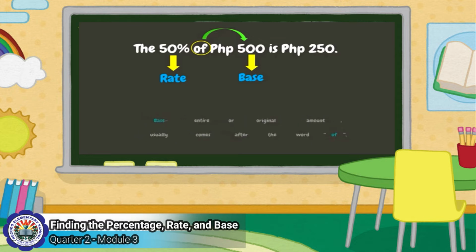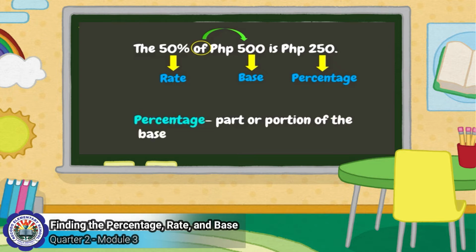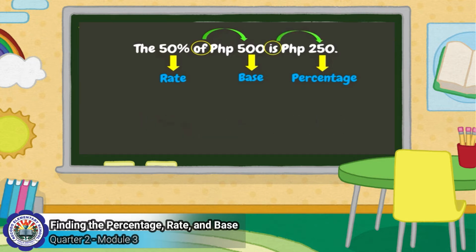And finally, we have the percentage. 250 is the percentage. Percentage is the part or portion of the base which is usually beside the word is. This statement can also be written as 250 pesos is 50% of 500.